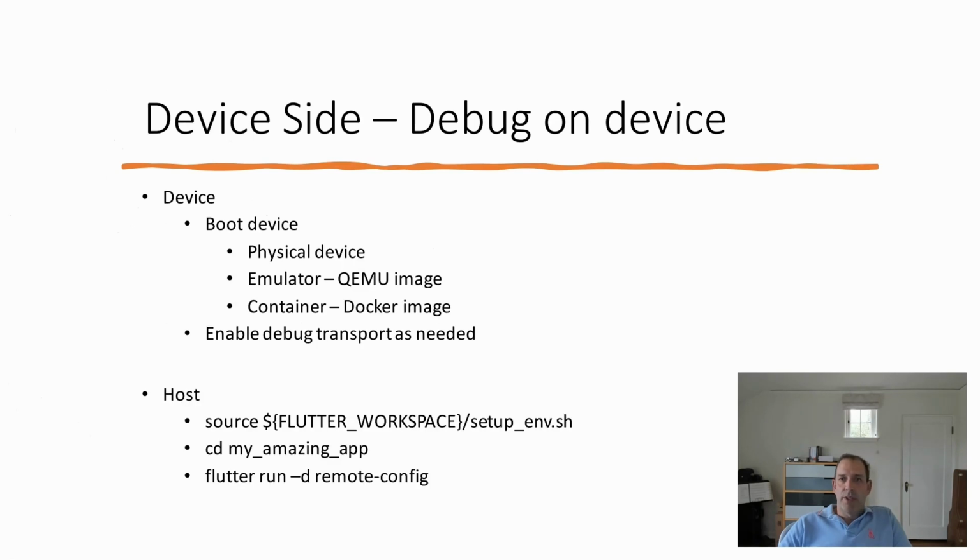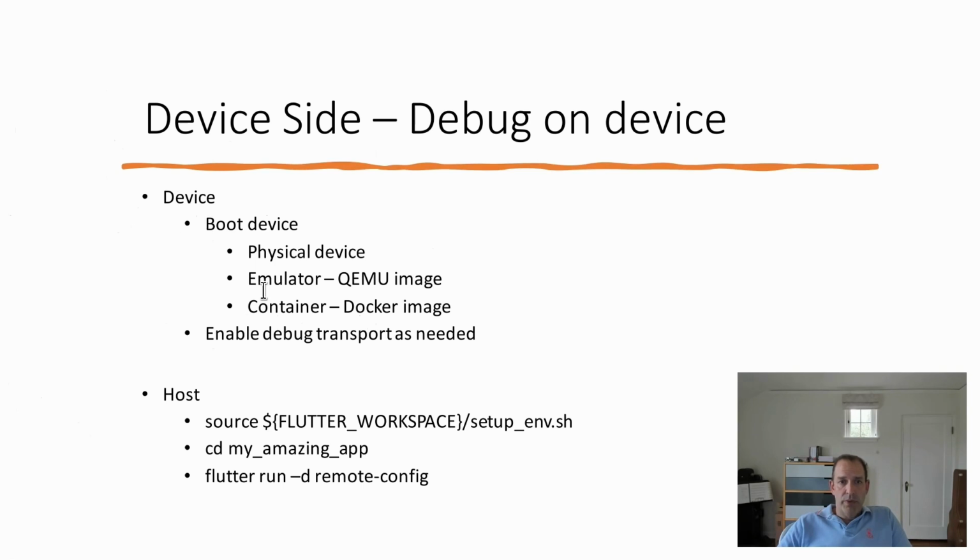In the case of device side, debug on device. So device, you boot the device, a physical device, whether it's a Raspberry Pi or a BeagleBone or you name it, a physical device that connects via Ethernet or USB depending on the OS configuration. Emulator, a QEMU image, or a container from a Docker image or a Docker Compose with multiple containers. And then enable debug transports as needed.